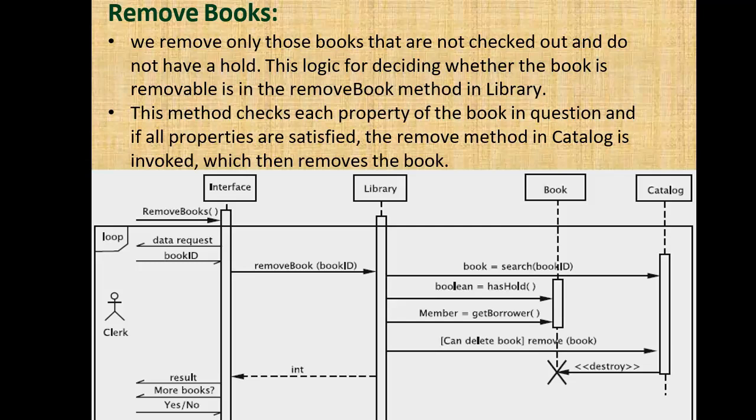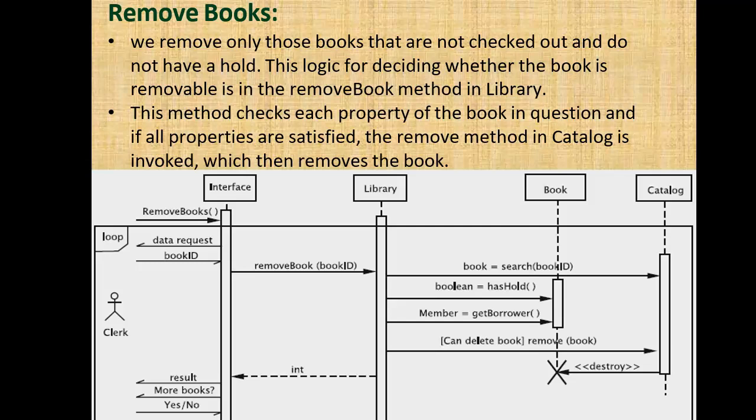Remove book. We remove only those books that are not checked out and do not have a hold. The logic for deciding whether the book is removable is in the remove book method in library. This method checks each property of the book in question, and if all the properties are satisfied, the remove method in the catalog is invoked, which then removes the book.